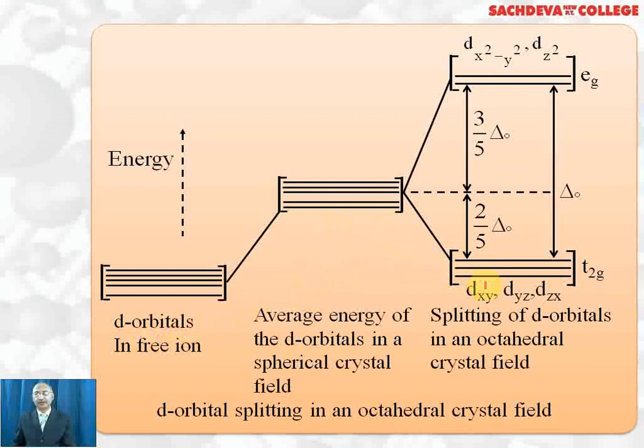They split into 2 types of orbitals: dxy, dyz, dzx, this set of orbitals is called t2g. They have lower energy, and we have another set of orbitals, dx2-y2 and dz2, which are called eg orbitals. They have higher energy. This is 2 by 5 of the total octahedral splitting energy, and this is 3 by 5. The difference between the energy of these 2 types of d orbitals is called the octahedral crystal field splitting energy.